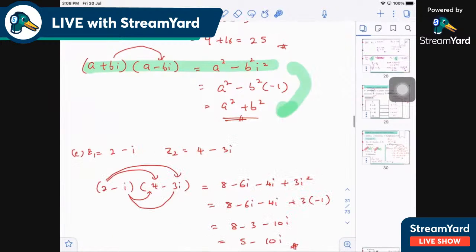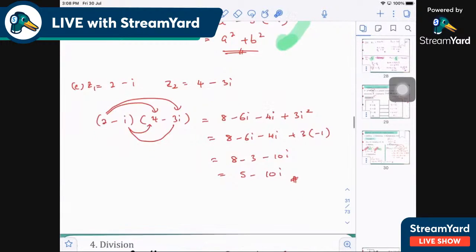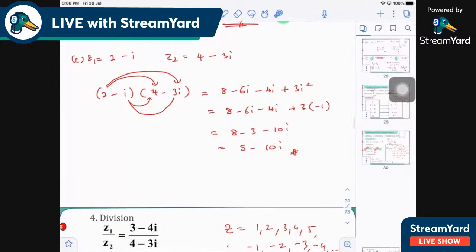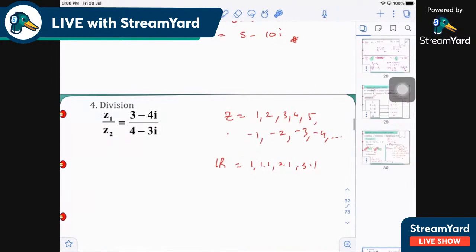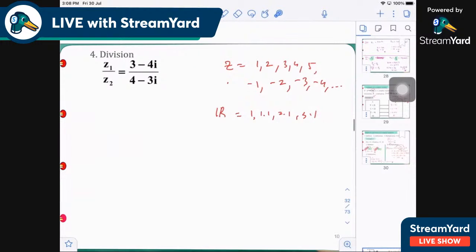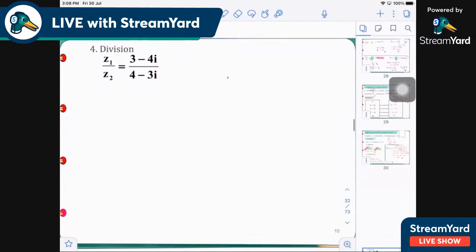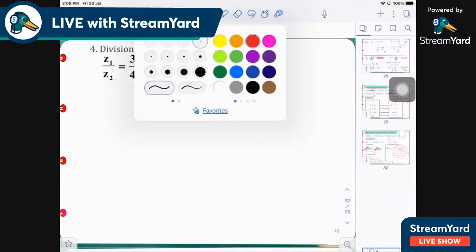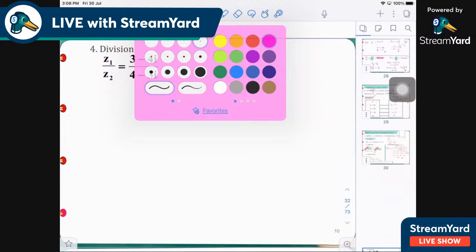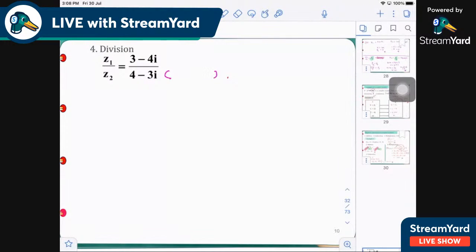Now we go to the next part, which is called division. Complex number division is basically multiplying by the conjugate. We want to get rid of the denominator, which is complex. We don't want the denominator to be a complex number. So if I give you 4 minus 3i, what is the conjugate of 4 minus 3i? Yes, anybody can help me? 4 plus 3i. Very good. So if this is 4 plus 3i, here also is 4 plus 3i.